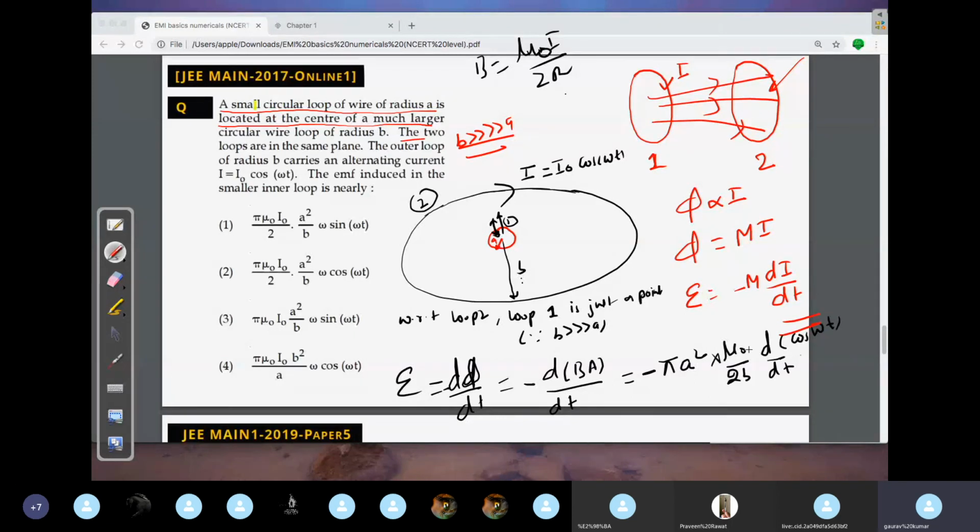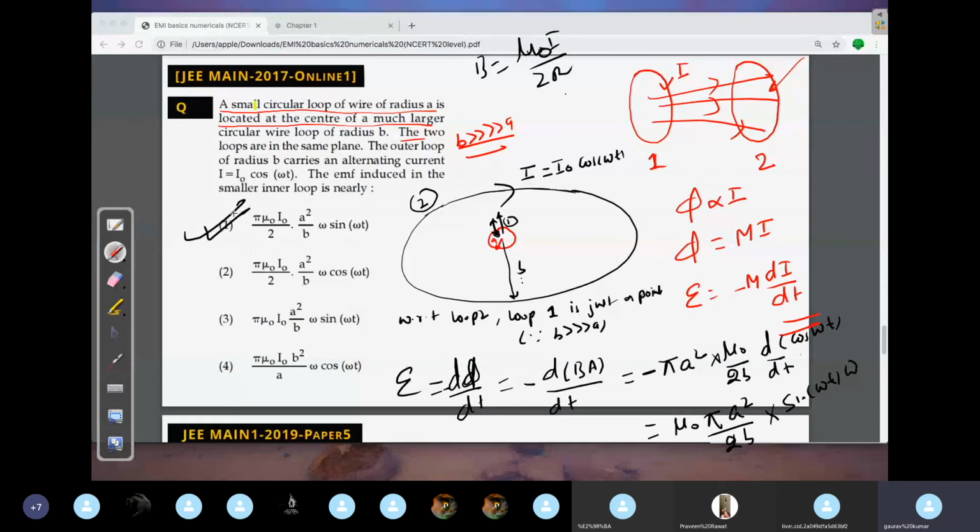This will give you minus sine omega t into omega. So what is the answer you will get? You will get mu naught times pi a square by 2b into sine of omega t multiplied by omega. This is available in option number A. This is the answer of the question.